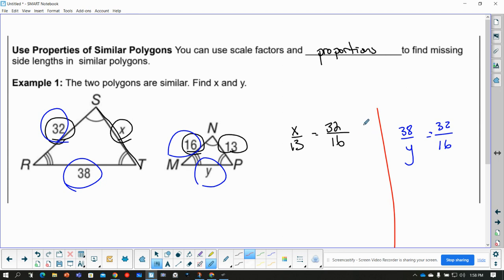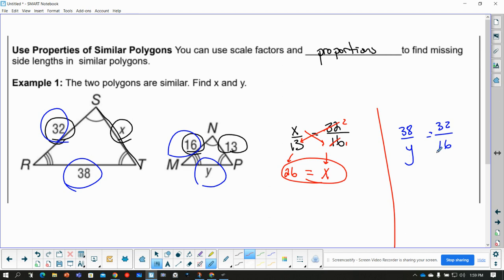I am going to simplify before I cross multiply, because I know that 16 goes into both the 32 and the 16. 16 goes into 32 twice, and into 16 once. So when I cross multiply, this will be a little bit easier. 2 times 13 is 26, and X times 1 is X. The 2 times 13 goes on this side of the equation, the X times the 1 goes on this side. I'm already done solving it.